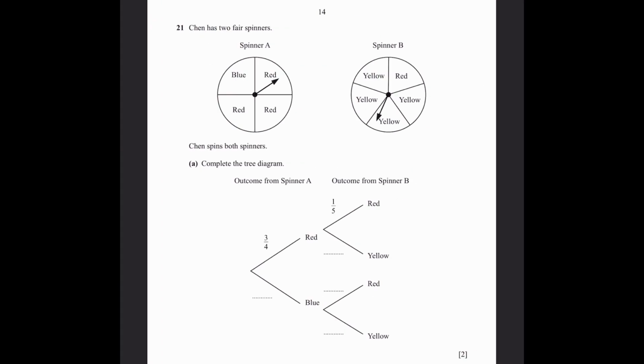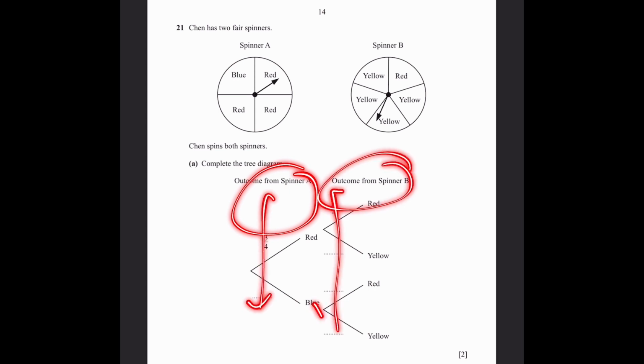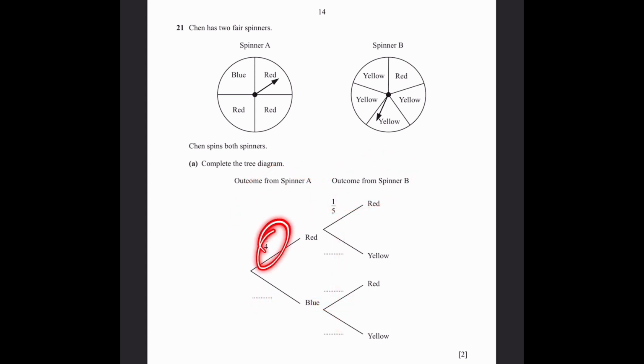Question 21. Chen has 2 fair spinners. Chen spins both of them. Complete the tree diagram. Here it's outcome from spinner A and outcome from spinner B. 3/4 is for red in spinner A. So blue, there's only one other option. That's 1 minus 3/4, 1/4. Now spinner B. Red is 1/5. That means yellow is 1 minus 1/5, which is 4/5. And now we can simply use the same thing here.